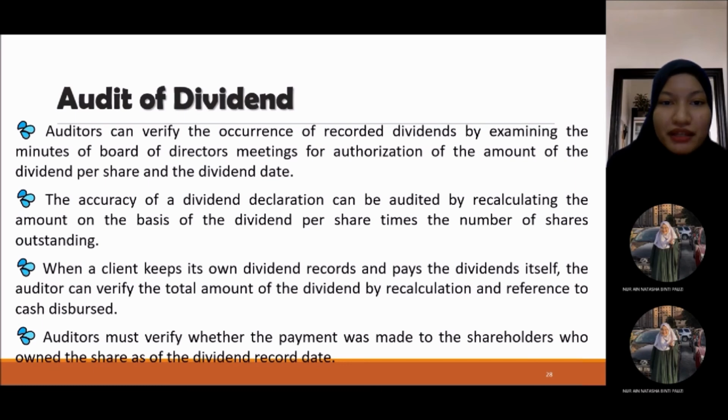Test of dividends payable should be done in conjunction with declared dividends, and any unpaid dividend should be included as a liability. That's all from me.